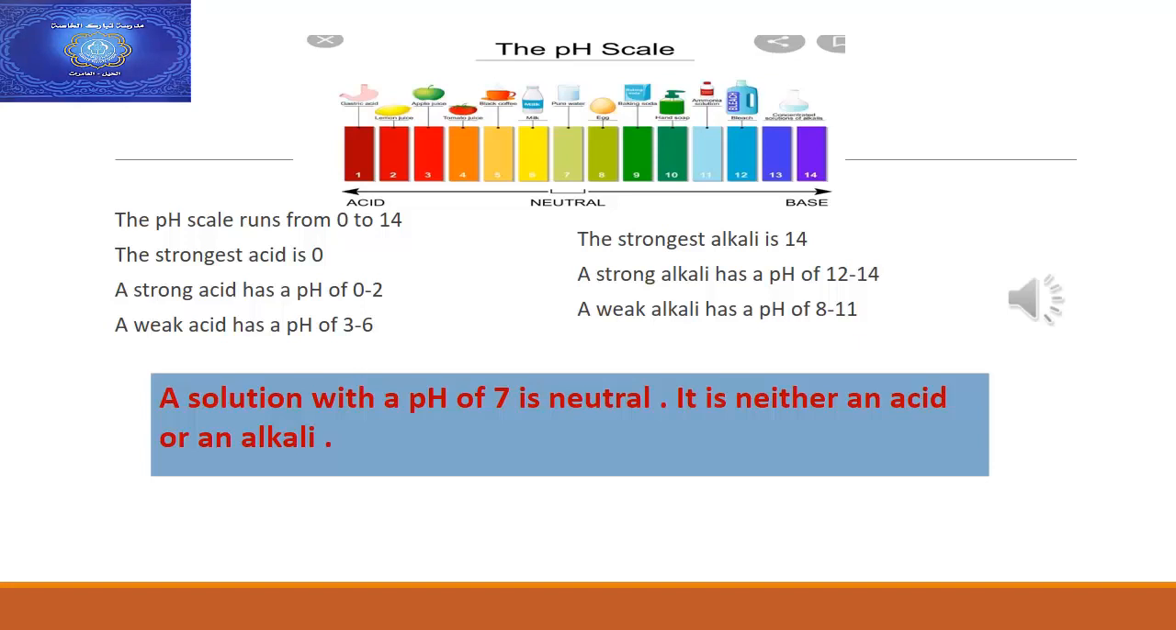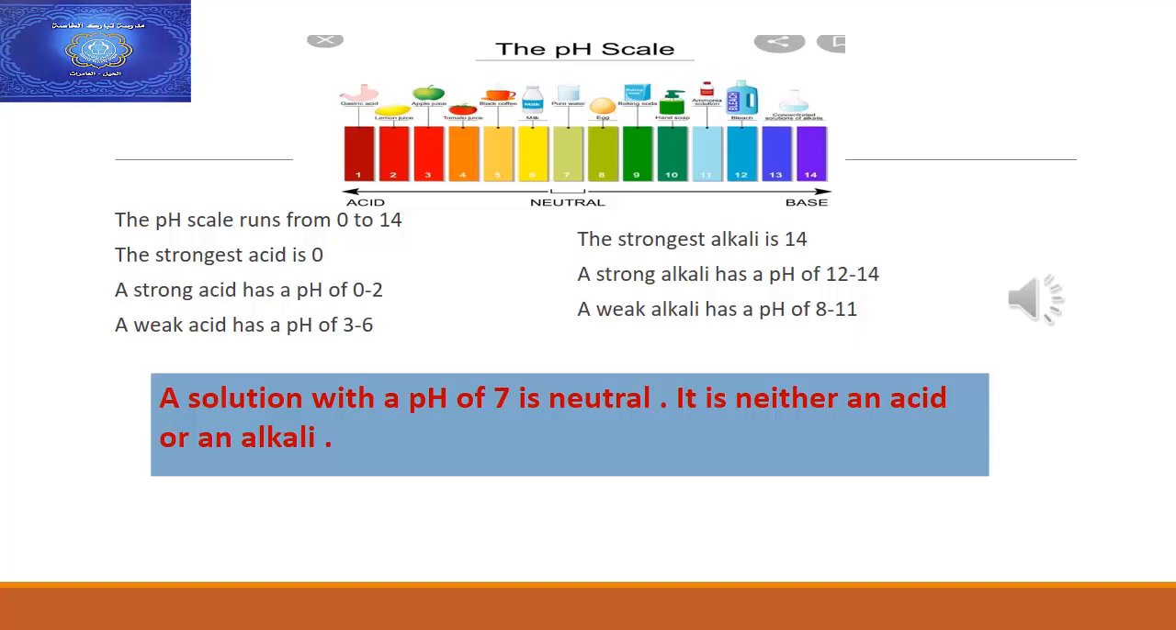Weak acid has a pH of 3 to 6 and a weak alkali has a pH of 8 to 11. That means if it shows 9, what does it mean? The substance contains weak alkali. If it shows 1, what does it mean? It contains strong acid. Like that.